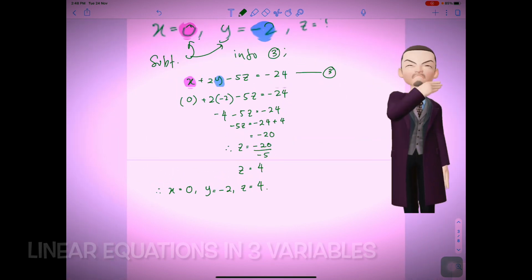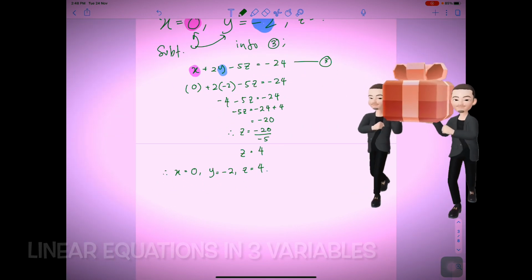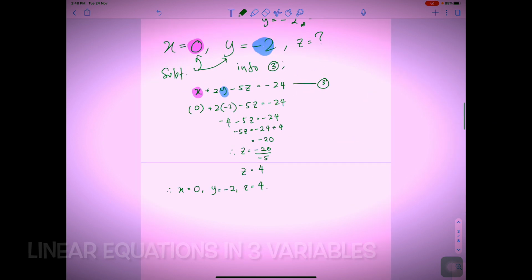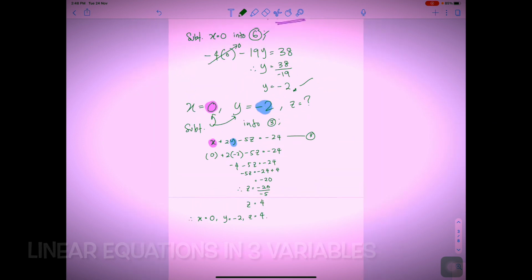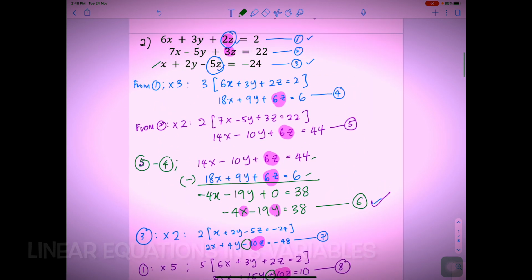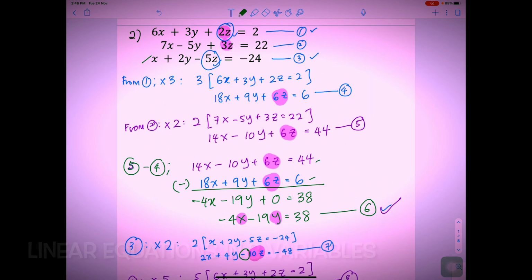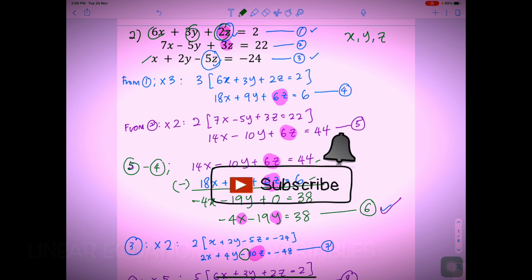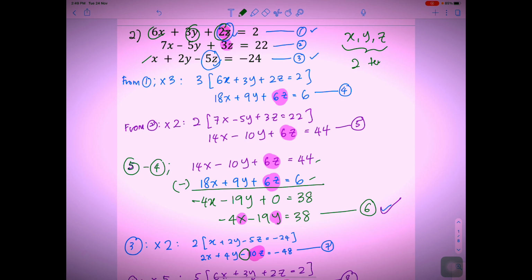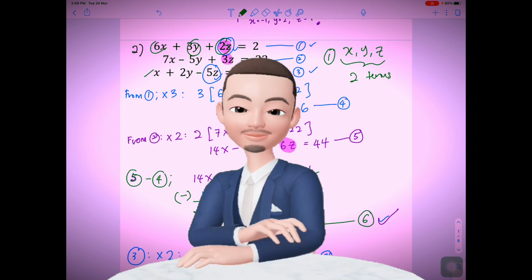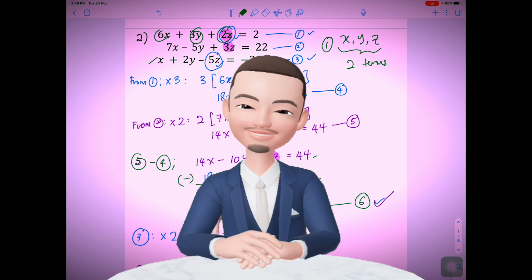I think that's all for now for this question. I hope you understand why we use this substitution and elimination method. The reason is that first we want to make the 3 terms x, y, z become 2 terms, whether xy, xz or yz. That is our first goal, and then use the simultaneous method to solve the equations. Until now I hope you understand. Thank you.